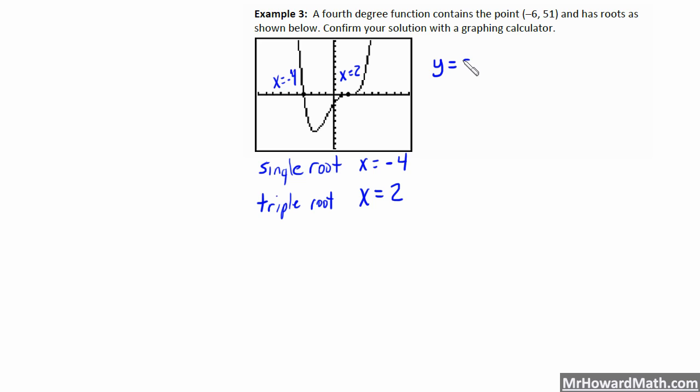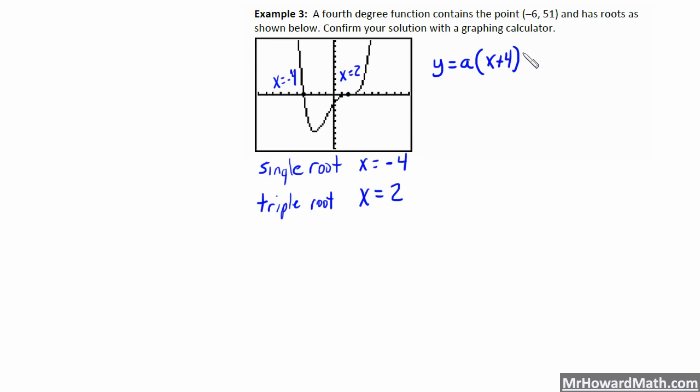So it's y equals a stretch factor that we don't have yet, times, we can write either root first. It doesn't matter. I'm going to write the single root. So if the root is at negative 4, I need the opposite of that sign, so x plus 4, and that's got a power of 1. There's an implied power of 1 here because this is a single root.